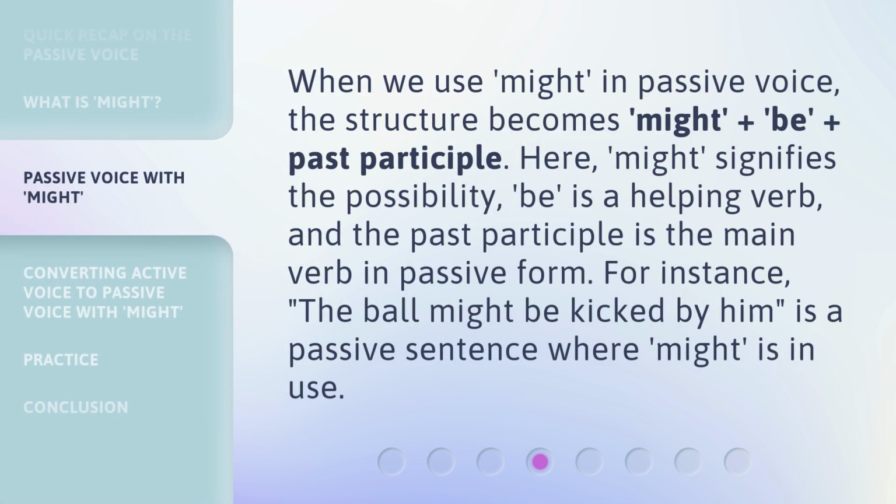When we use might in passive voice, the structure becomes might plus be plus past participle. Here, might signifies the possibility, be is a helping verb, and the past participle is the main verb in passive form. For instance, "The ball might be kicked by him" is a passive sentence where might is in use.